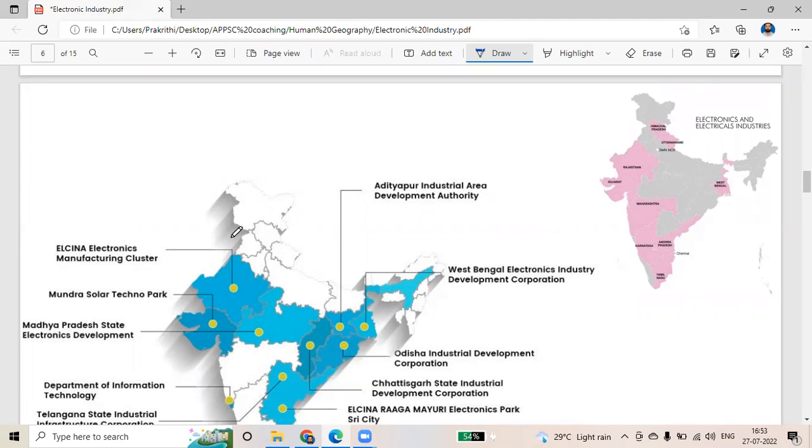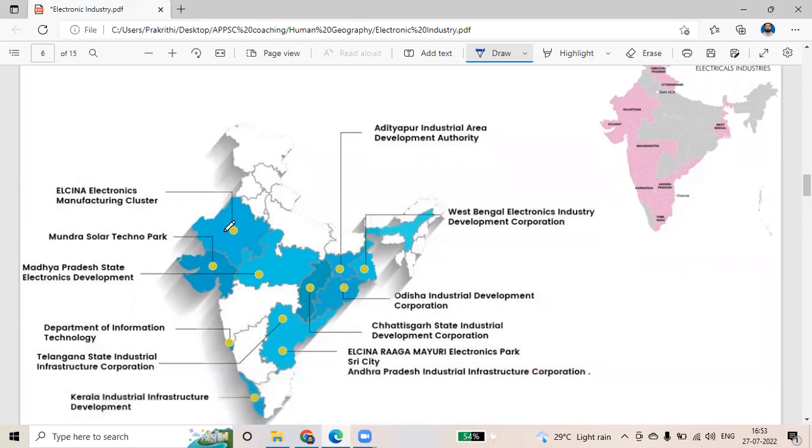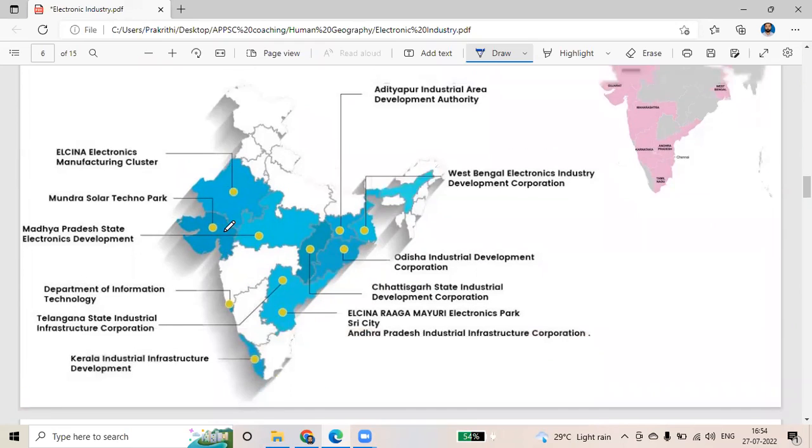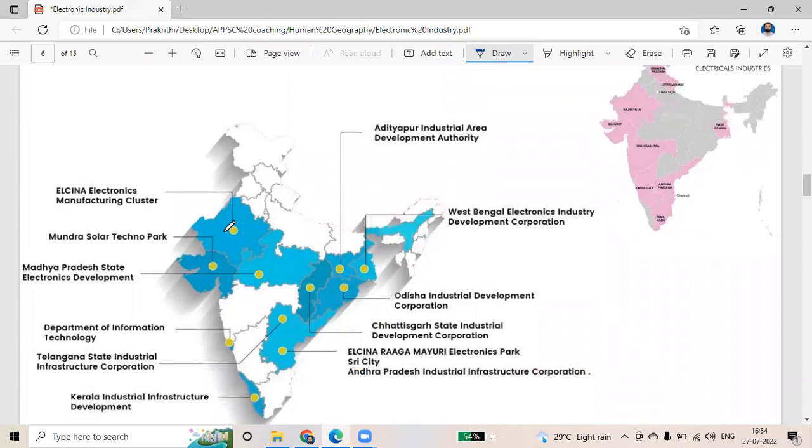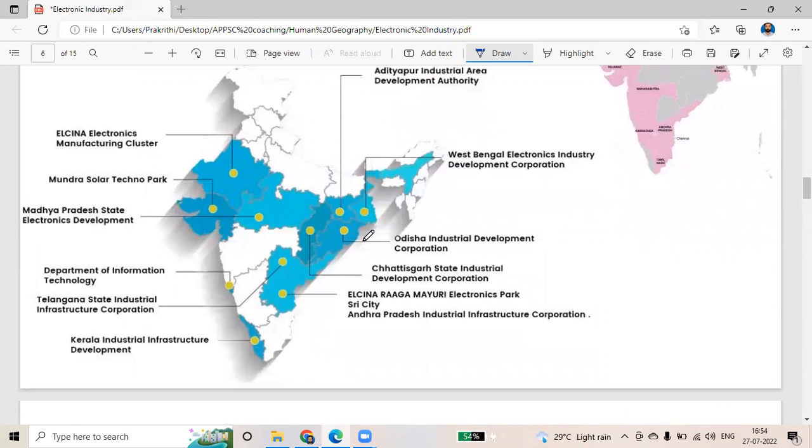And if you look at production, we have many areas where you can locate the electronic industries. Adityapur Industrial Development Area in Jharkhand, then West Bengal Electronic Industry Development Corporation in West Bengal, then Odisha Industrial Development Corporation in Odisha, Chhattisgarh State Industrial Development in the Chhattisgarh region, Elsina Raga Mayuri Electronic Park City in Andhra Pradesh.